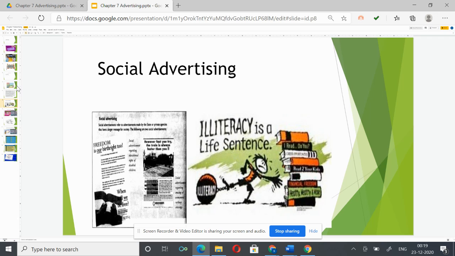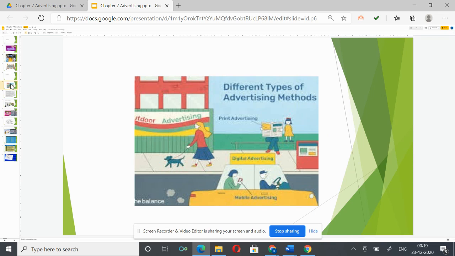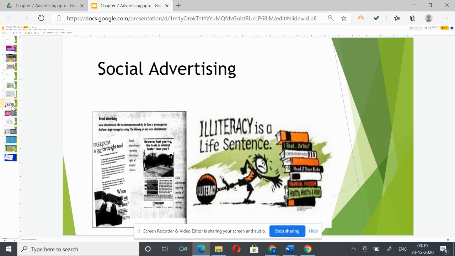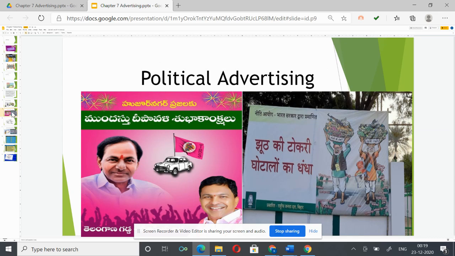The next advertising is political advertising. What is political advertising? It is one of the means by which political parties or candidates and other social active groups reach out to people, especially during the time of elections. So we can see this political advertising in the form of posters, handbills, wall writings, and radio and TV messages. So political ads communicate political issues to the public.